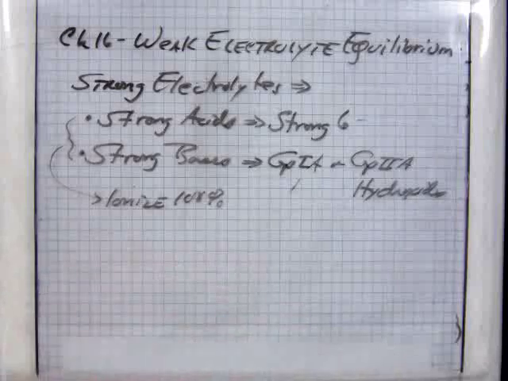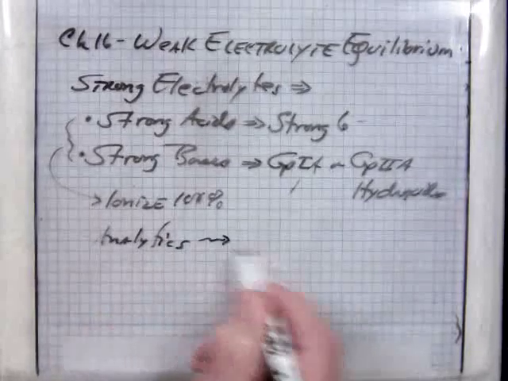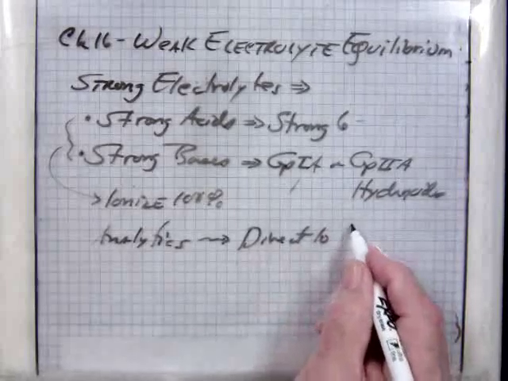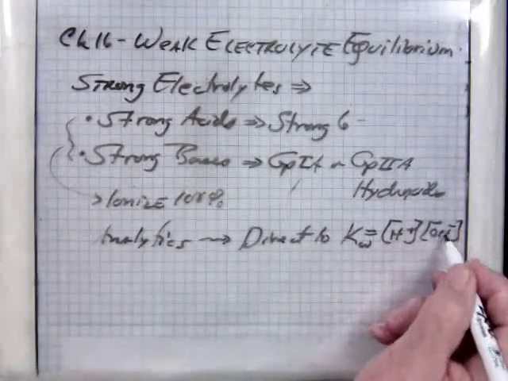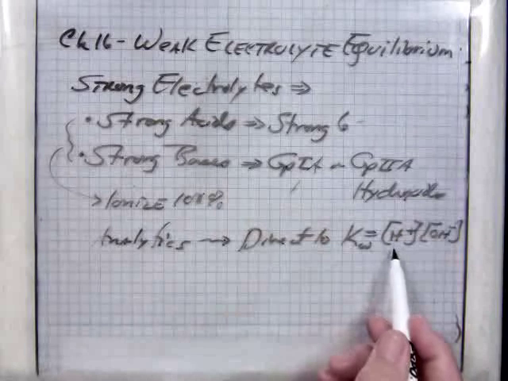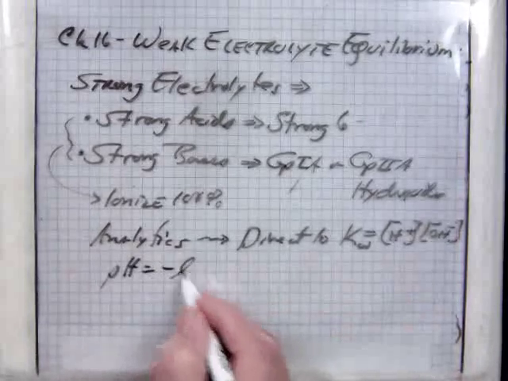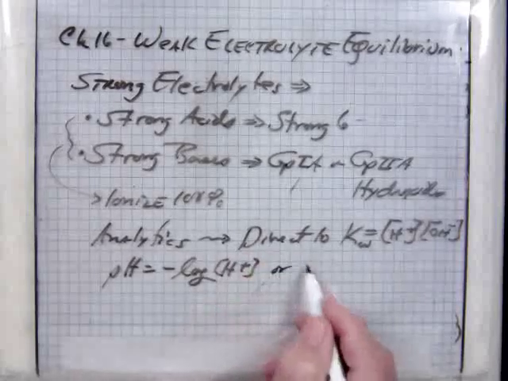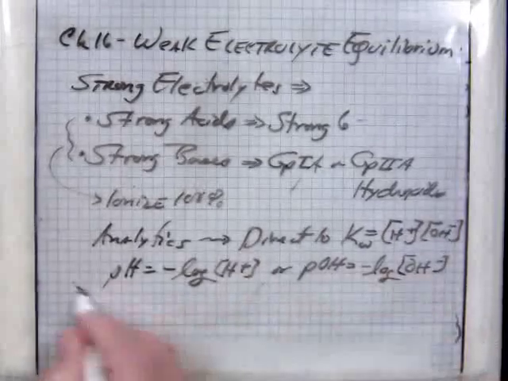Now, in this analysis, you can go direct to the Kw, hydronium ion and hydroxide ion, because the ionization of the acid, if you have HCl 1 molar, is going to deliver 1 molar in hydronium ions, and typically we add to this calculation a pH calculation, minus log of the hydronium ion concentration, or pOH equals minus log of the hydroxide ion concentration. So that's what we've covered so far.